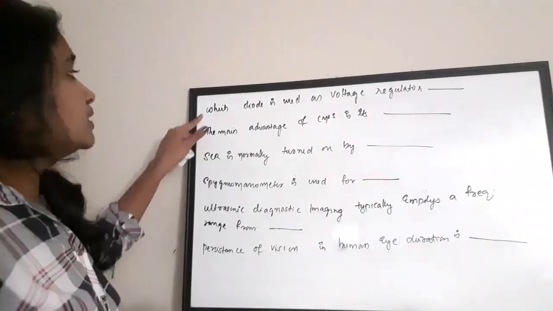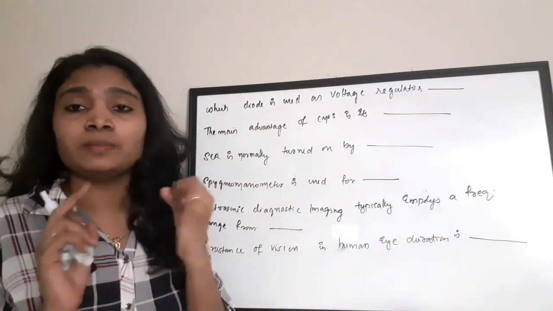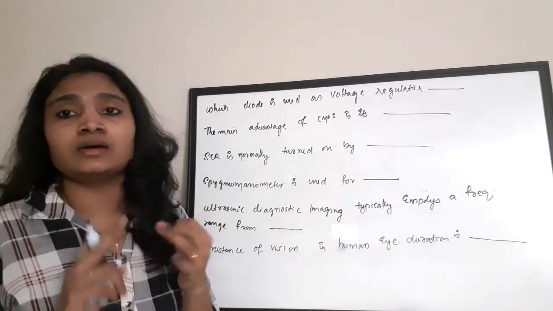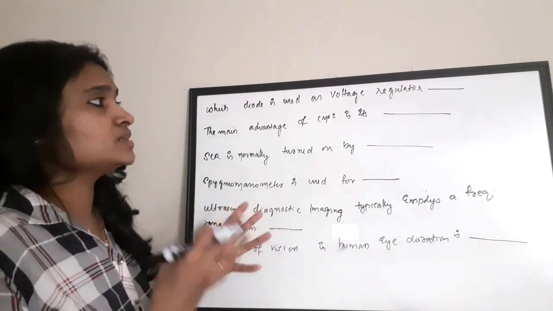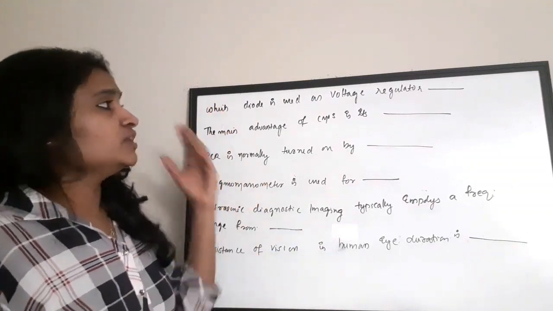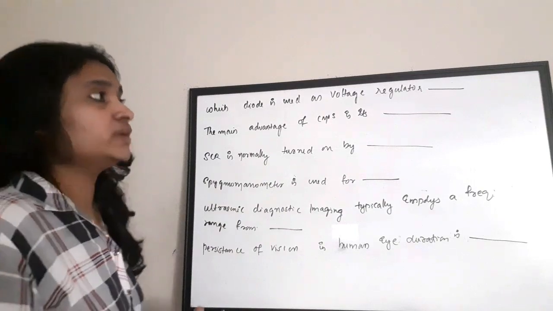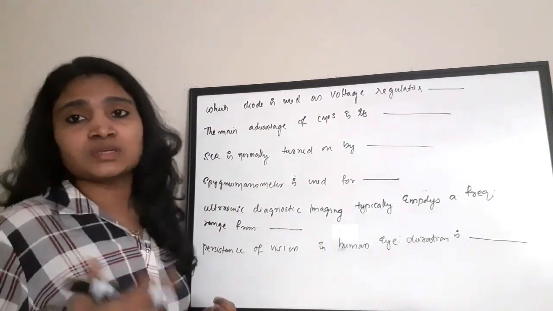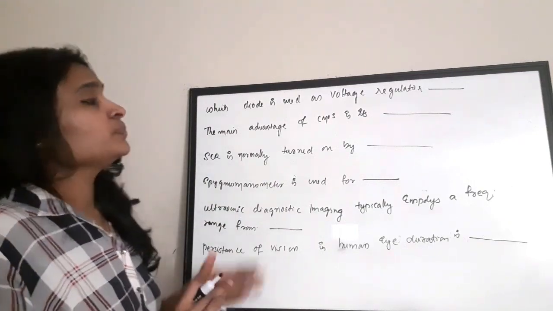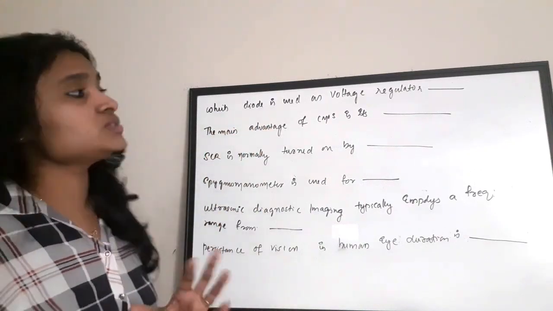Which diode is used as a voltage regulator? The options were PIN diode, Zener diode, photodiode, varactor diode, etc. We know that generally Zener diodes are used as voltage regulators. We have done two separate videos for Zener diodes. So we generally use Zener diodes as voltage regulators.